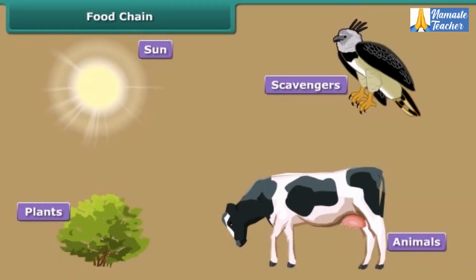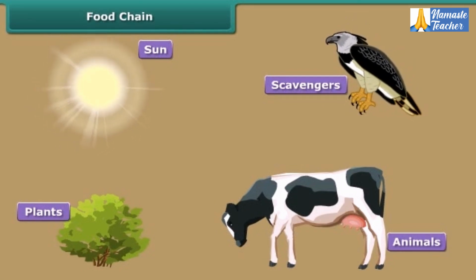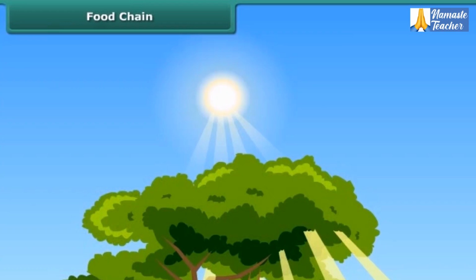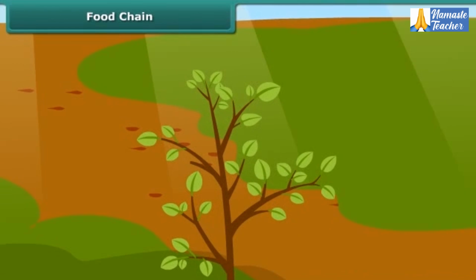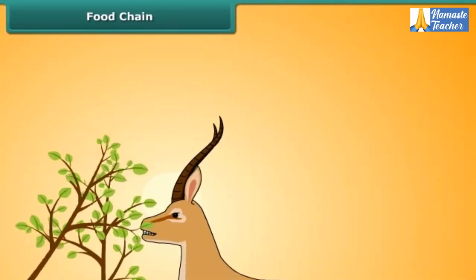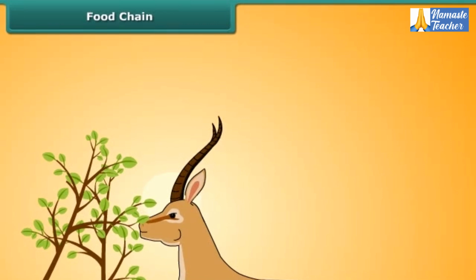The food chain is an arrangement in which energy passes from one organism to another. The main constituents of the food chain are the sun, the plants, the animals, and the scavengers. The sun is the principal source of energy. The plants are the producers as they manufacture their own food with the help of sunlight. The animals are the consumers.